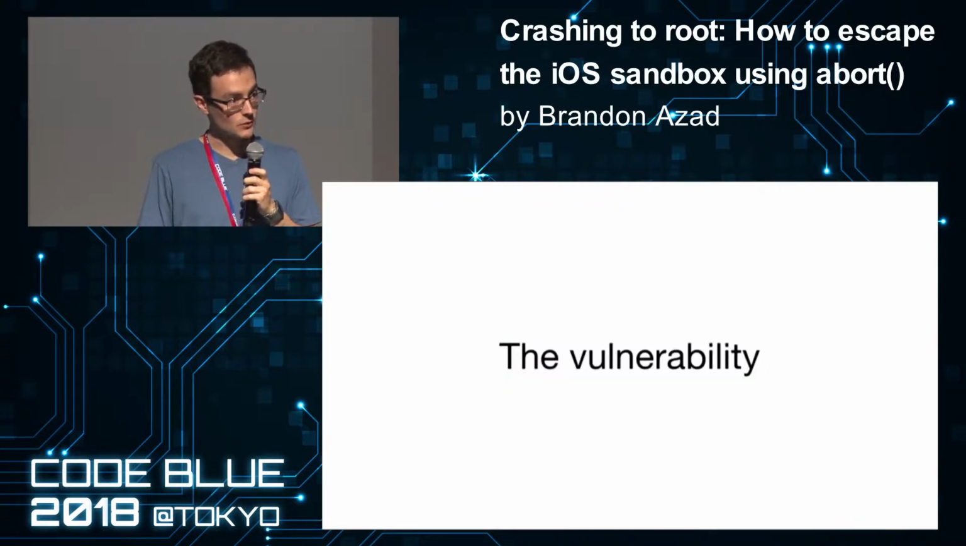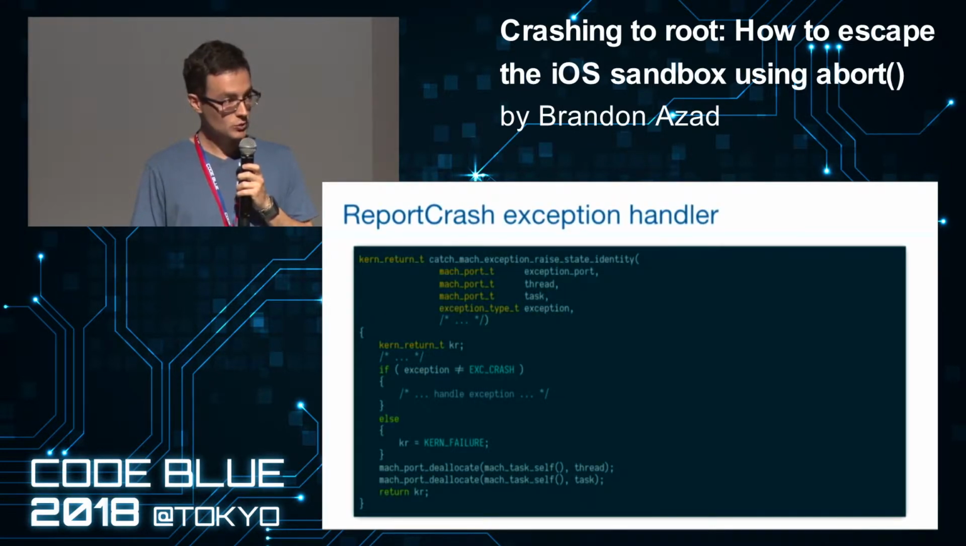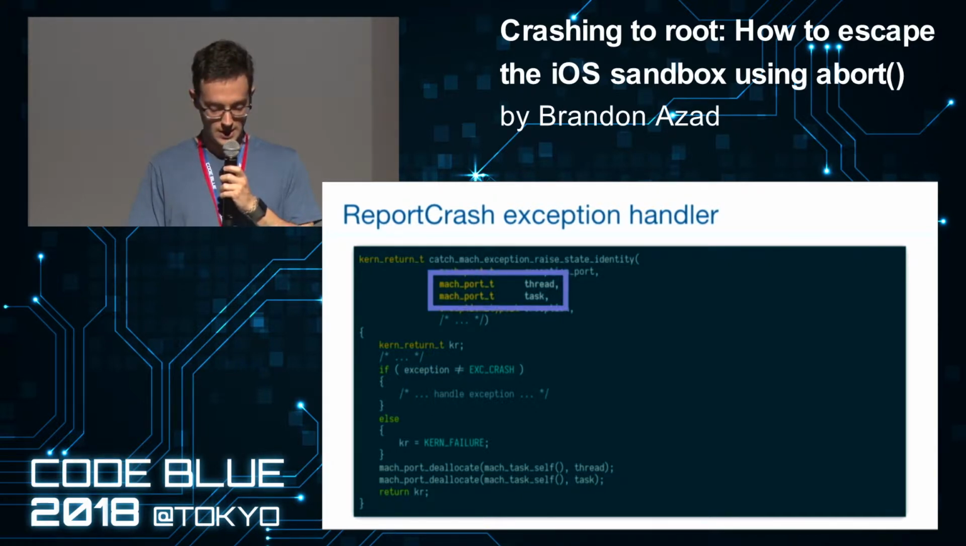So, let's talk about the vulnerability. I opened reportcrash in IDA Pro and decompiled it to look at its exception handling service routine. Here's the code. This function gets called directly by the auto-generated MIG code, and the thread and task port parameters are parsed directly from the exception message.